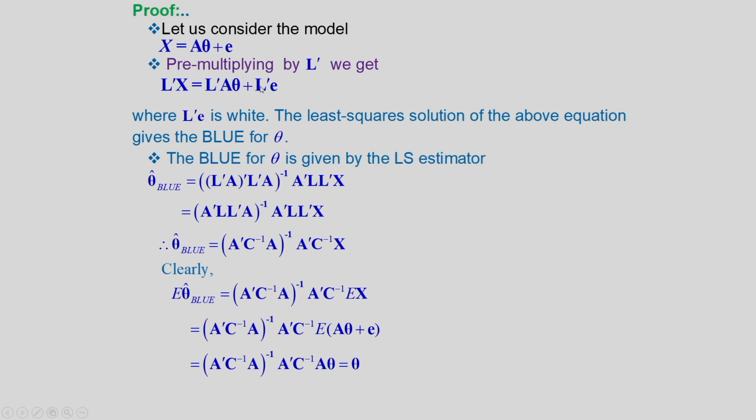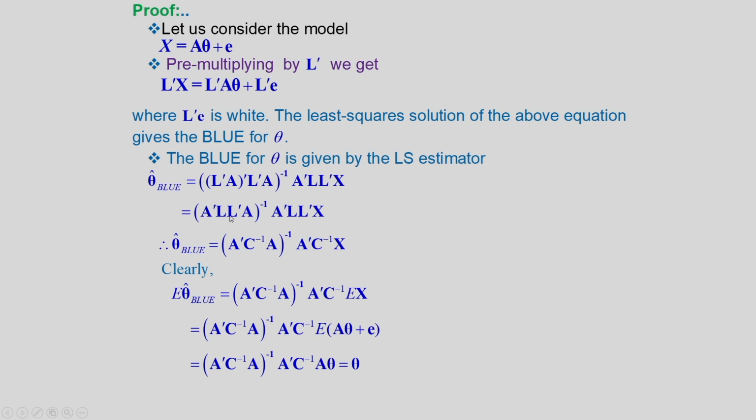Therefore, in this case we can get the best linear unbiased estimator, because if we consider this as the data, this is the linear model and this is the error. L transpose E is the error. So, this error is white, therefore, we can find out the best linear unbiased estimator, which is the least square estimator for this data. And therefore, this best linear unbiased estimator will be equal to the least square solution of this problem, that is equal to ((L transpose A) transpose (L transpose A)) inverse into A transpose L transpose x, because instead of the A matrix now we have this matrix. So, we have to find out the pseudo inverse of this expression, which is given by this.